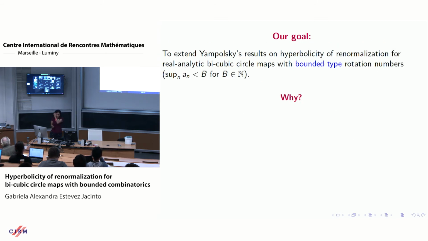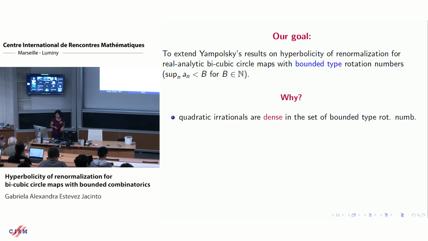Okay, so our goal is to extend that result of Yampolsky. So now consider bounded type rotation numbers. The definition is that the supremum of the constants in the continued fraction expansion is bounded by a natural number. Why do we want to do that? Well, first, the quadratic irrationals where the Yampolsky theorem is valid are dense in that set of bounded type rotation numbers.